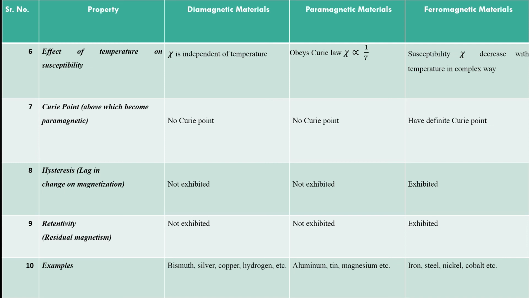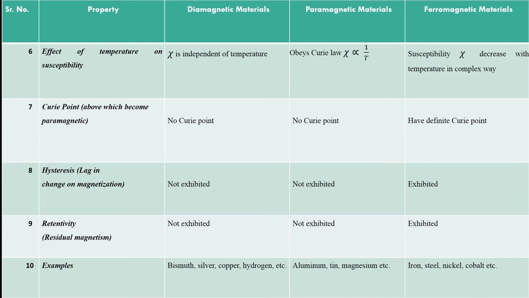Next point is retentivity, which is similar to hysteresis. Some magnetic properties remain with that material. That is retentivity, or you can say it is residual magnetism. This residual magnetism is not exhibited in diamagnetic material, not exhibited in paramagnetic material, but in ferromagnetic material it is exhibited.